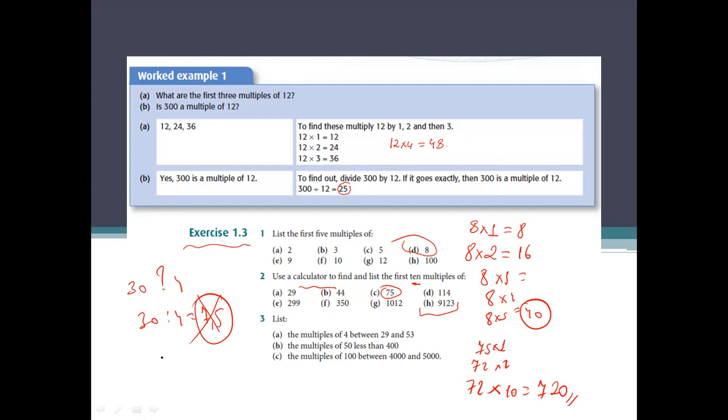And the third one is 32. Yes, you can exactly divide by 4. The answer is 8, and so on till 53. We need the answers. The first one is 32, and the second one is 36. 36 divided by 4 is 9. The third one is 40, and the fourth one is 44. The answer is 11. Before that, there is 10.